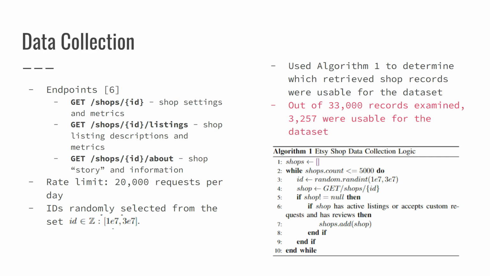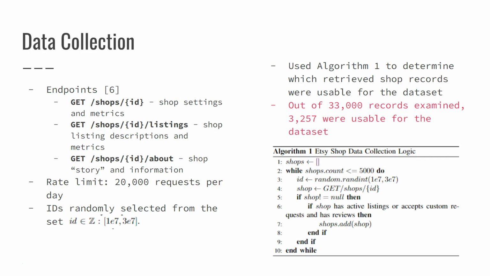The way I got the ID was to randomly generate one in the range between 10,000 and 30,000. The ID for the shop was just an integer. So I randomly generated one each time, grabbed the shop, and then ran it through this algorithm here on the right, algorithm 1, which is just pseudocode, to figure out whether or not I could include the shop in my data set.